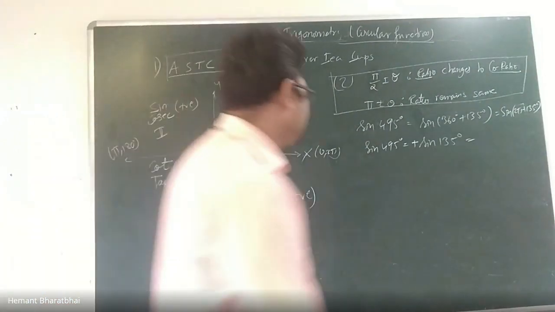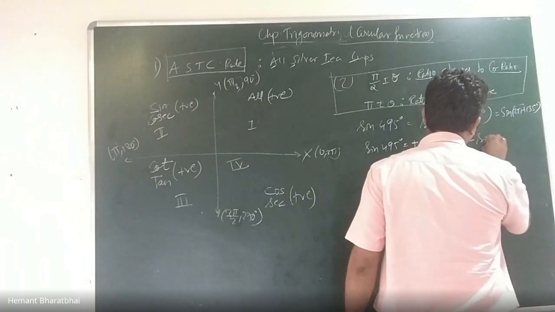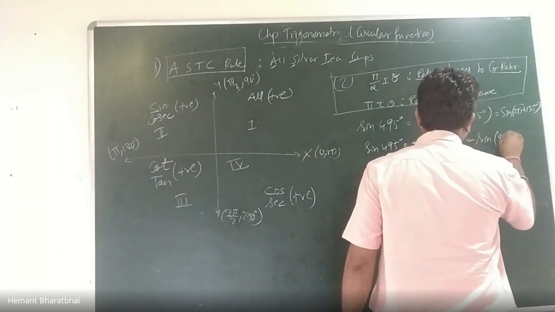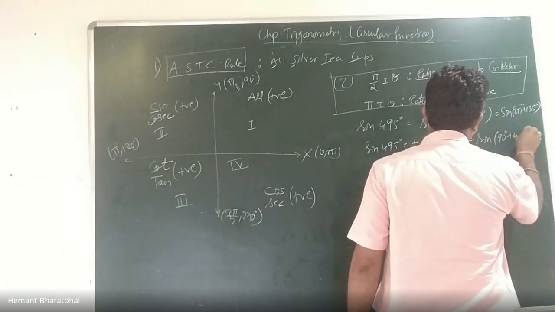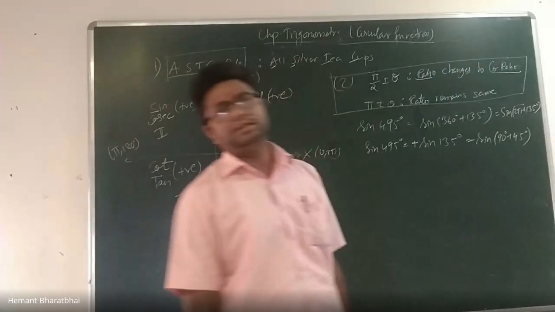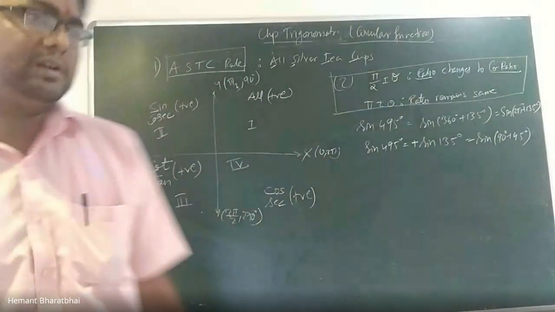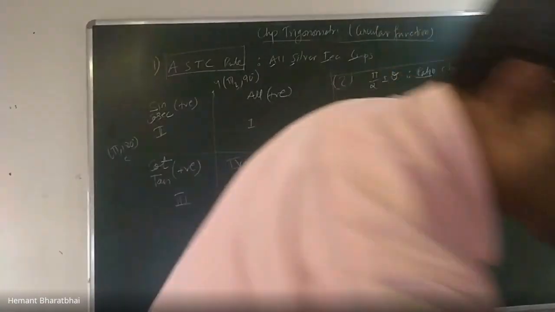So sine 135 degree can be written as sine of 90 degree plus 45 degree. Okay, 135. If the board is not clear, concentrate on my words.